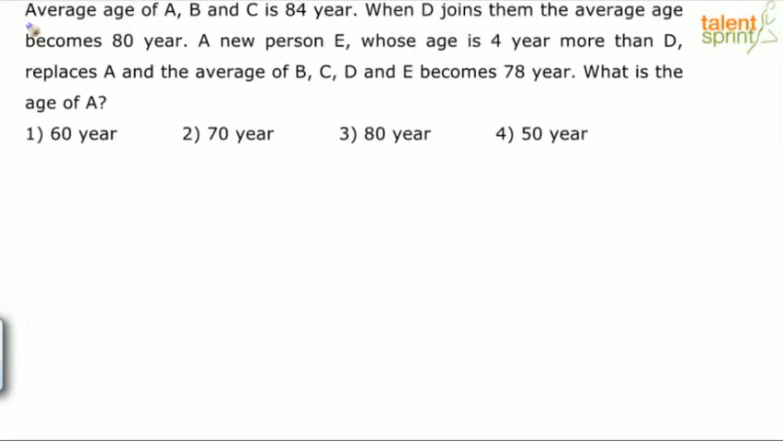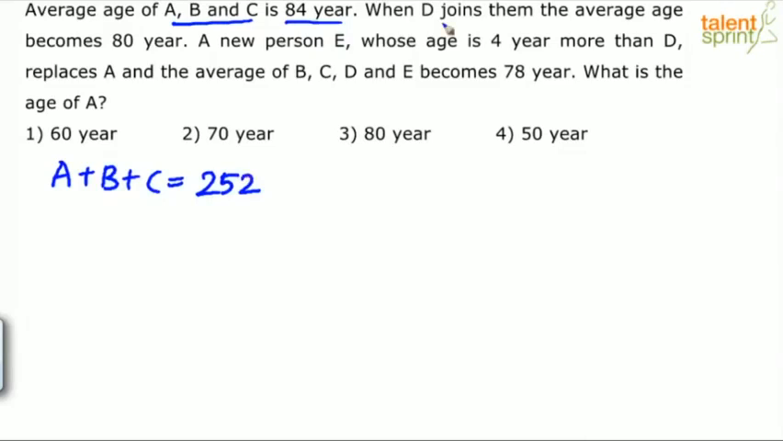The question says average age of A, B, and C is 84 years. Now write the equation straight away, right? Average age of A, B, C is 84 means what? The sum of their ages, A plus B plus C, should be 84 into 3. How much is 84 into 3? 252, right? 80 threes is 240 and 4 threes is 12. 240 and 12 is 252.